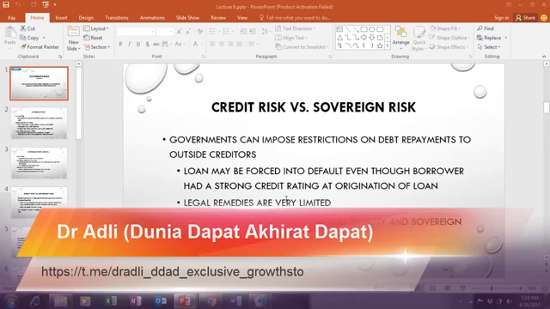And then we look at credit risk versus sovereign risk. Right, the government can impose restrictions on debt repayment to outside creditors. This is one example that we in Malaysia did. We had this in 1998. We imposed capital control. So foreigners who have money in Malaysia could not withdraw their money from Malaysia without certain restrictions. They had to report, they had to do a lot of things, right? Only then could they actually withdraw their money.